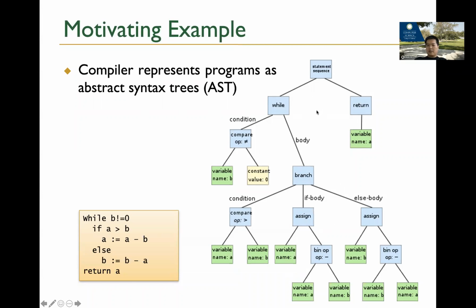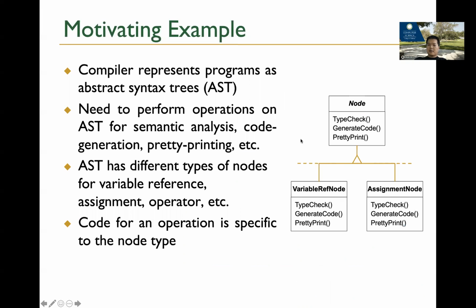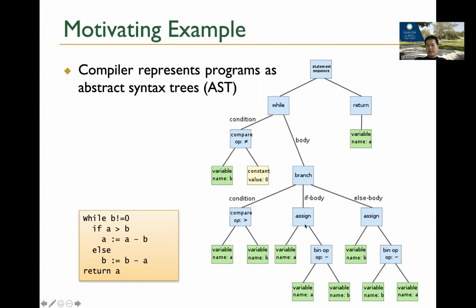For example, again, to summarize, type checking: you go through the tree, make sure all the types are right. Pretty print: you go through the tree and make sure you clean up all the spaces. Another one is code generation. You go through the tree, and for every node, you generate the code for it. Right. So this is the kind of situation we're talking about.